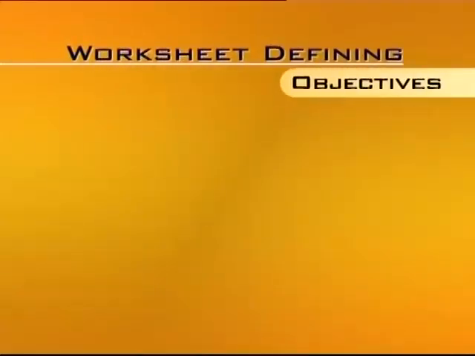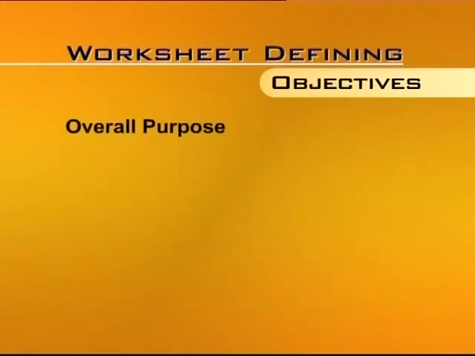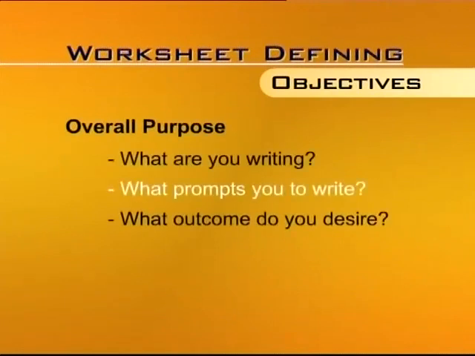Now, let's have a look at a worksheet. What will you be keeping in mind when you're defining your objectives? This is an outline, a grid that will help you define your objectives. You need to look at the overall purpose of your writing. What are you writing? What prompts you to write? And what outcomes you desire.